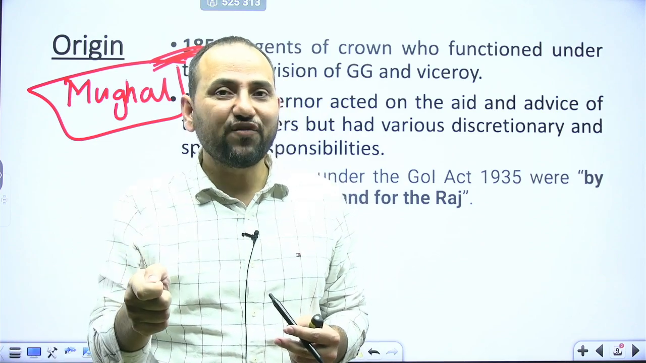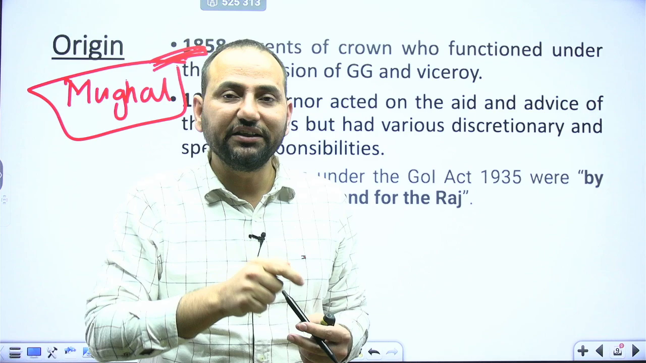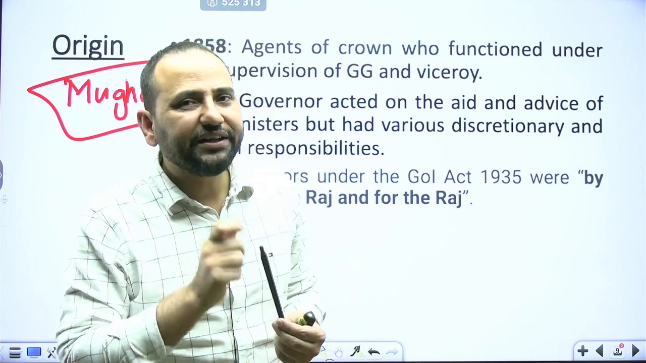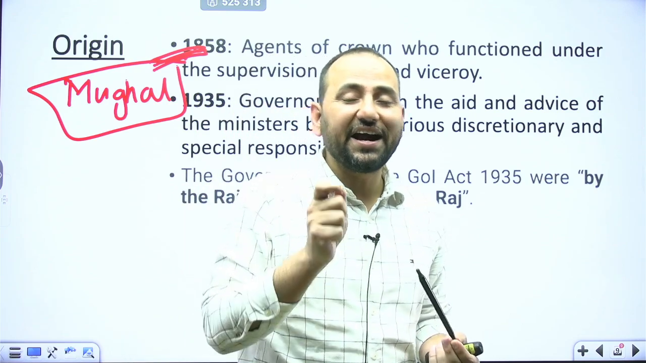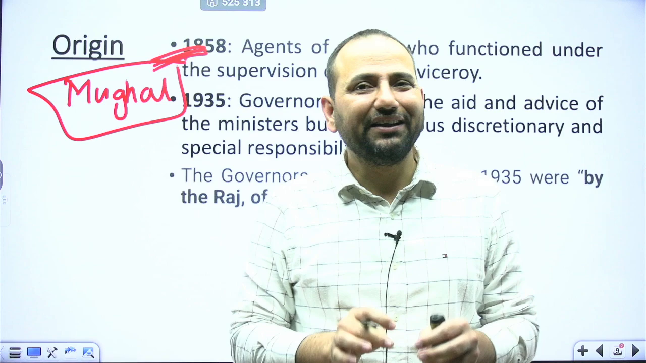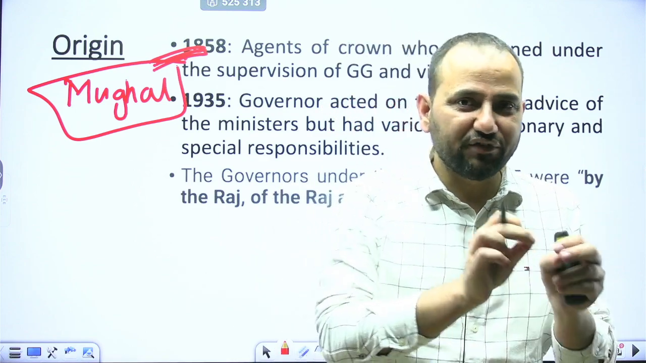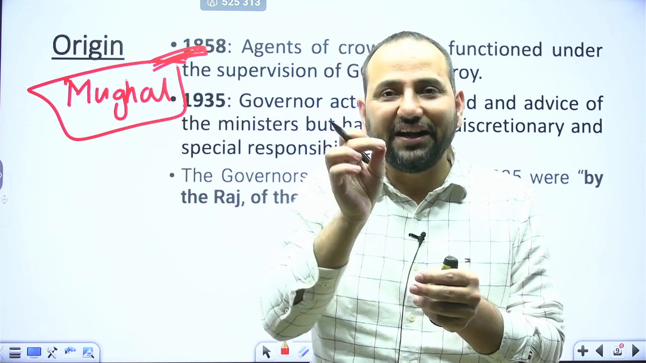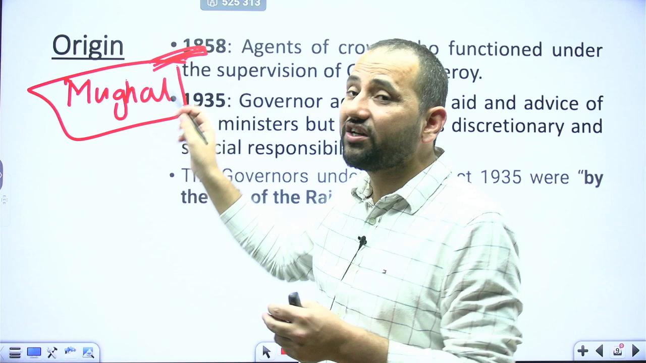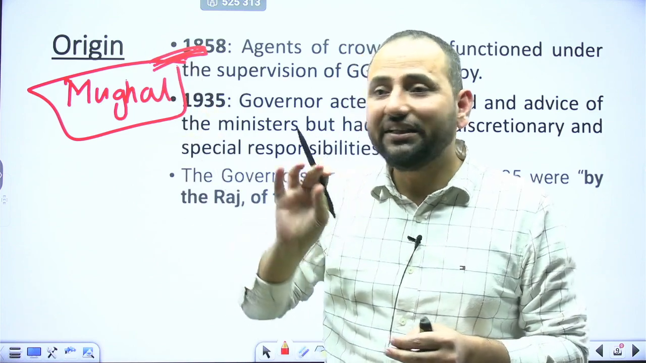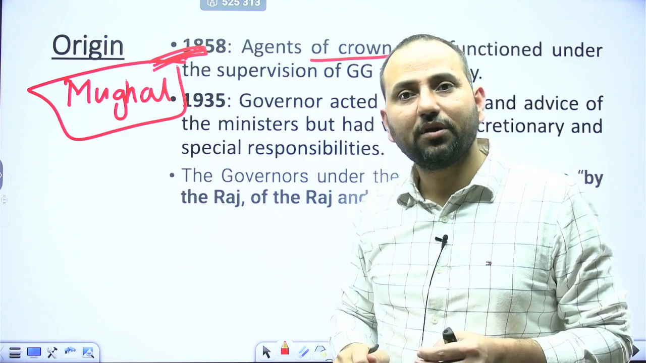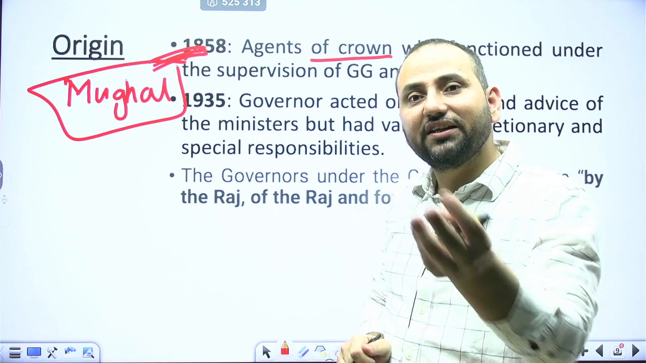But after 1857, we started seeing the concept in a different manner. In 1858 came what we call the Act for Better Government of India. Actually, this act was not with reference to India. It was mainly with reference to how the Britishers were governing India. That is why in 1858, the East India Company was removed and the whole administration came into the hands of the British Crown, which directly started overseeing the administration.